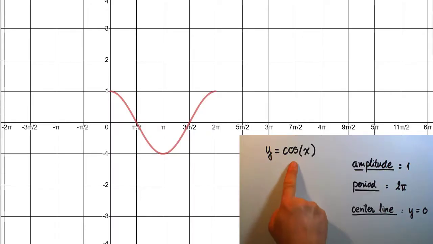The cosine function originally has this graph, this curve, this shape right here. And we already knew that the original standard cosine of x has amplitude 1, period 2 pi, the start of the interval at x equals 0 and the end of the interval at 2 pi. And then the center line is on the x-axis, or y equals 0. So that was the original standard cosine of x.